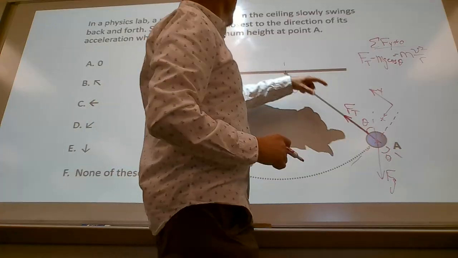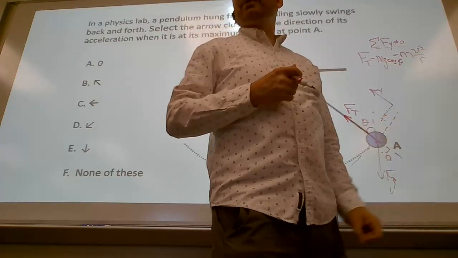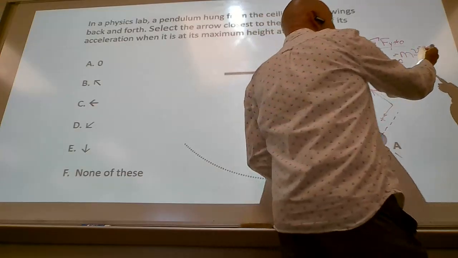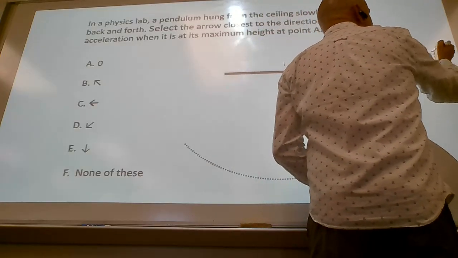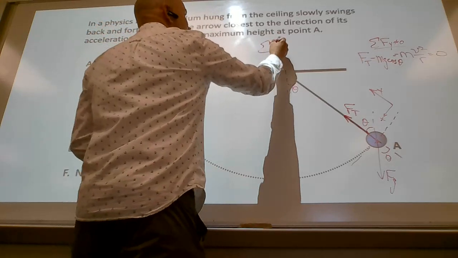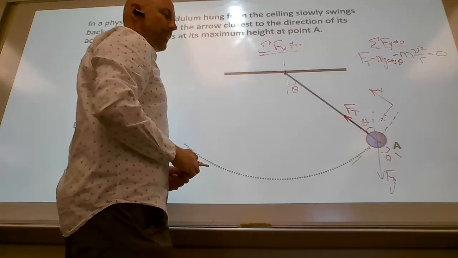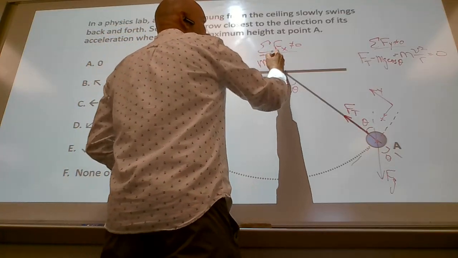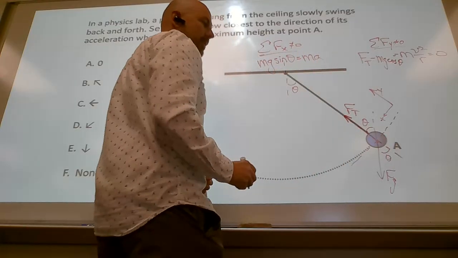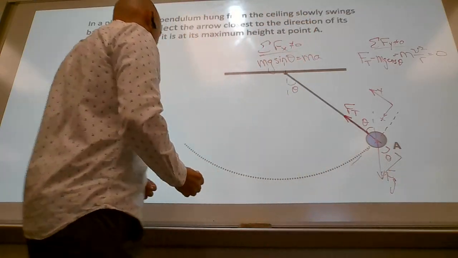But at the highest point, maximum height, the speed is what? 0. So this in this moment is equal to 0. The sum of the forces in the X direction are also not equal to 0. And this is mg sine theta is equal to mass times acceleration, and that is in that direction, tangent to the circle.